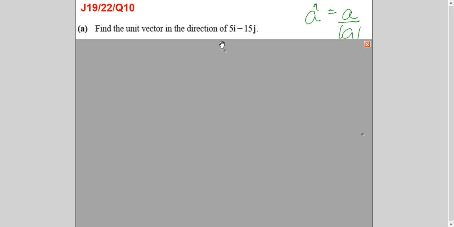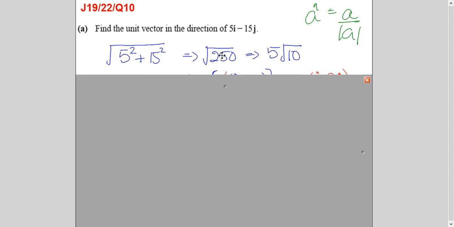So let's begin with the question. First part of the question is saying find the unit vector in the direction of 5i minus 15j. Now you just need to remember here the unit vector formula, which is vector divided by its magnitude. So vector is given to us, we will find out its magnitude, and we have seen already in the video how to find out the magnitude. This square plus this square under root, simple.